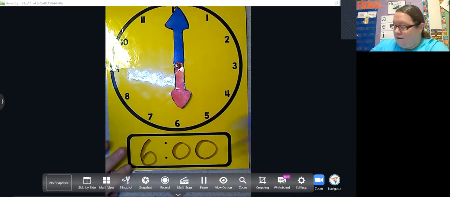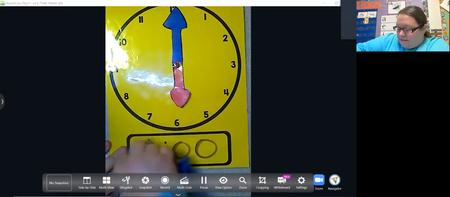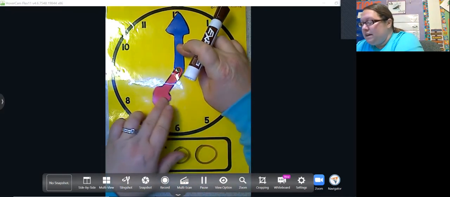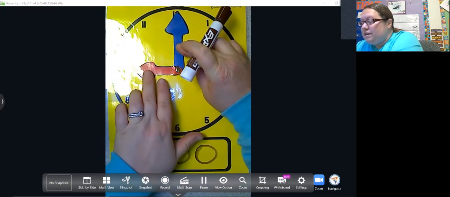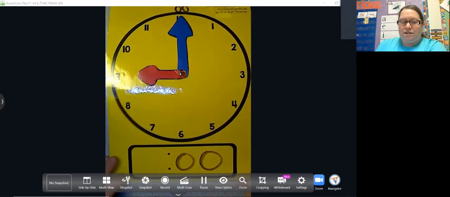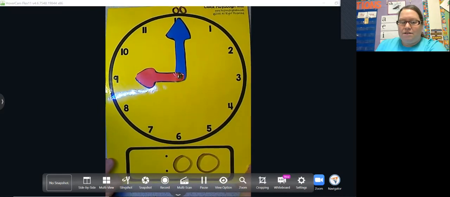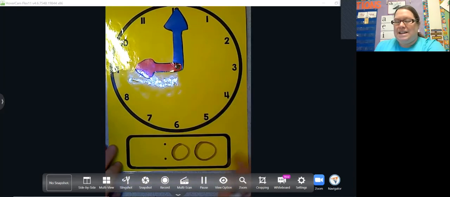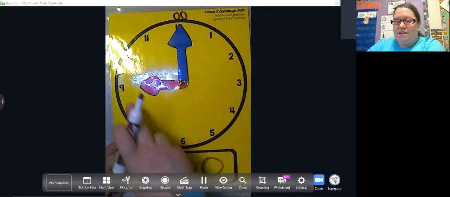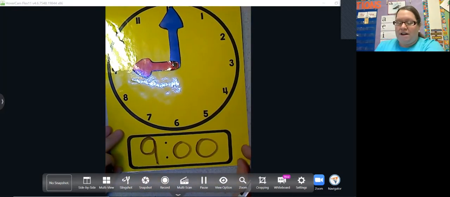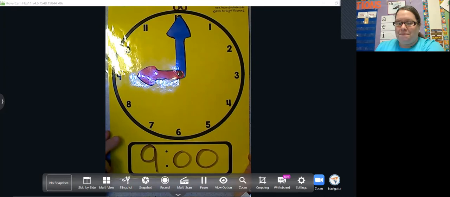Okay, now I'm going to erase that, just the 6, leave the 0, 0. Okay, and I'm going to move this again and see if you can tell me. Now, what time do you think it is? Here, I know there's a little glare on it. What time do you think that says? Look at where the red is pointing to. Yes, 9 o'clock. Very good. You see the number 9? So we're going to write a 9 here for 9 o'clock.